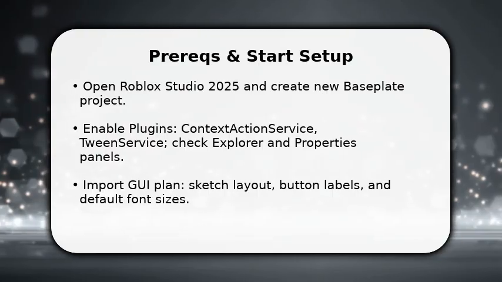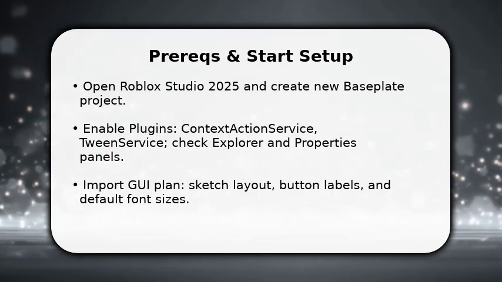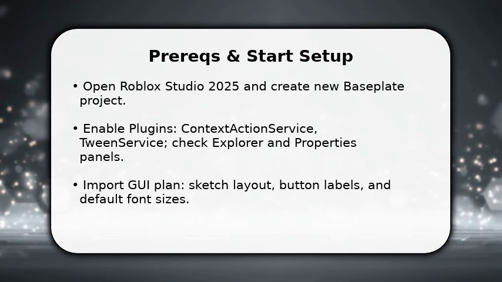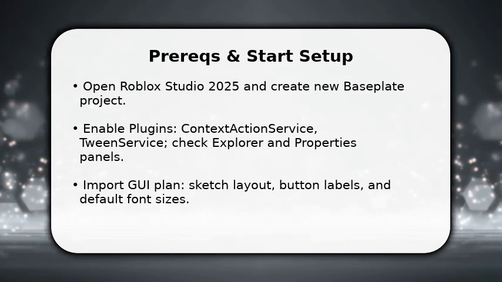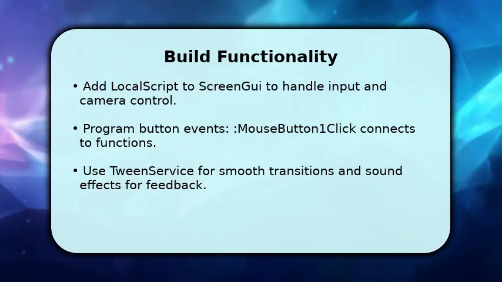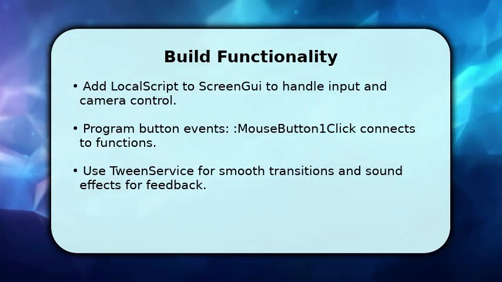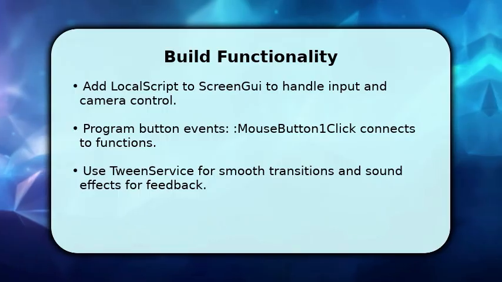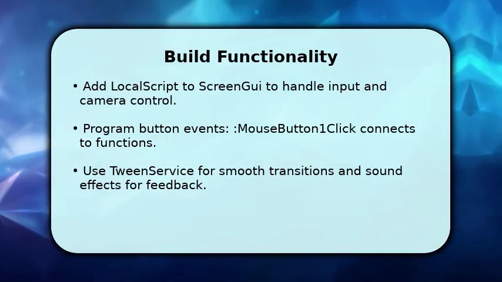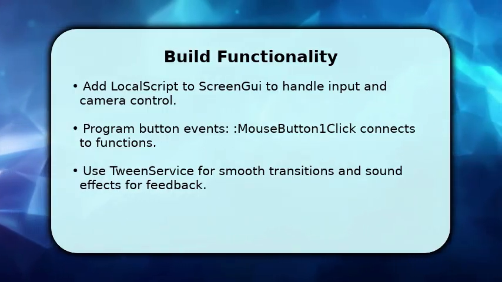Next, add text buttons for play, settings, and exit. Name objects clearly so scripts reference them without confusion. Now implement interactivity. Insert a local script under Screen GUI and get references to the text buttons. Use mouse button one click to call Play Game, Open Settings, and Quit Game functions.